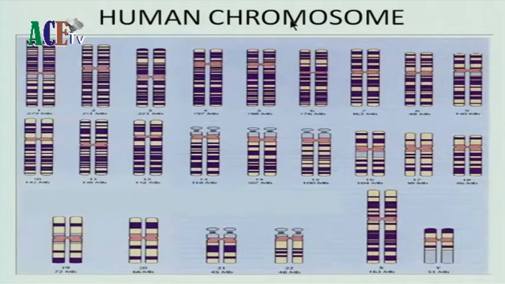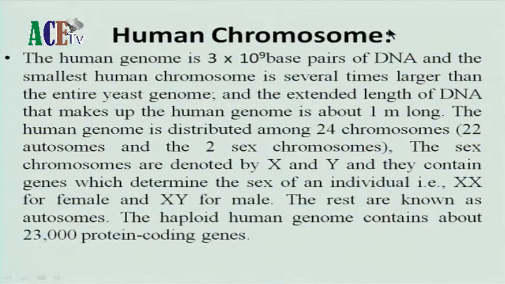In the human genome, we have about 3 times 10⁹ base pairs. What do I mean by base pair? It is your adenine to thymine, then cytosine to guanine. So you have 3 times 10⁹ base pairs of DNA. Now, even the smallest chromosome in human beings is several times larger than the entire yeast genome.